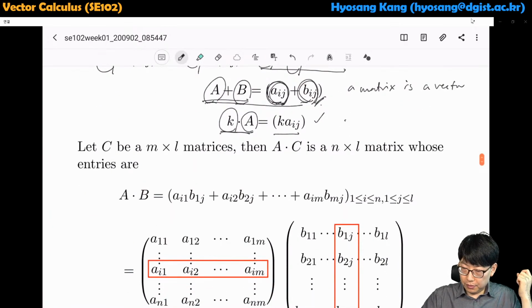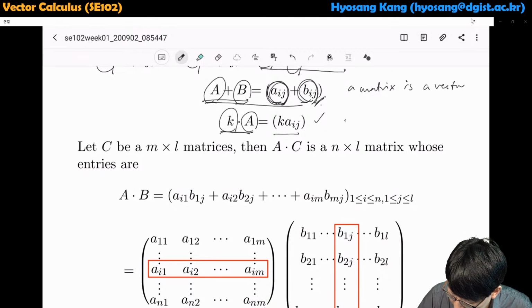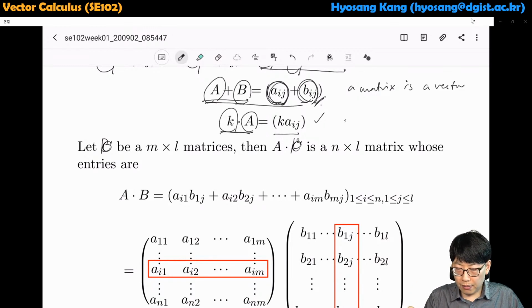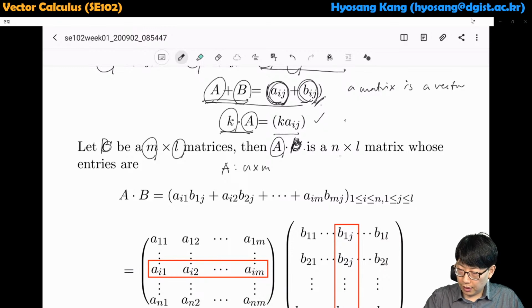Okay, so on top of that, not only is a matrix a vector, it also has another operation. Oh, there's a typo. Okay, so here's a B, B. Suppose that we have a matrix B of m rows and L columns, where A is an n by m matrix. Then you can define A times B, and the result is an n by L matrix. Okay.